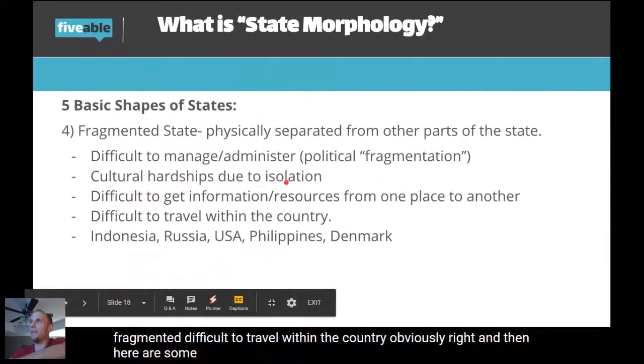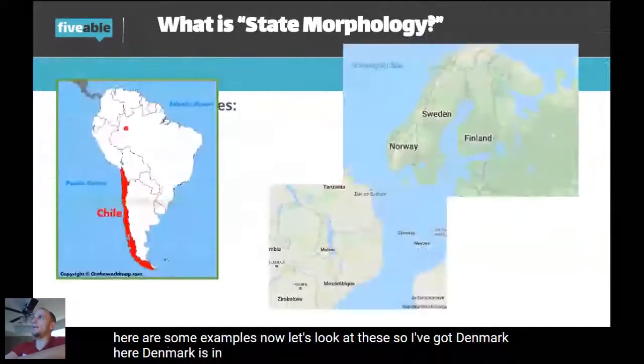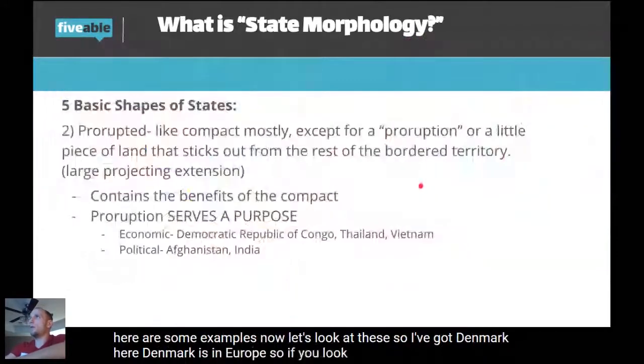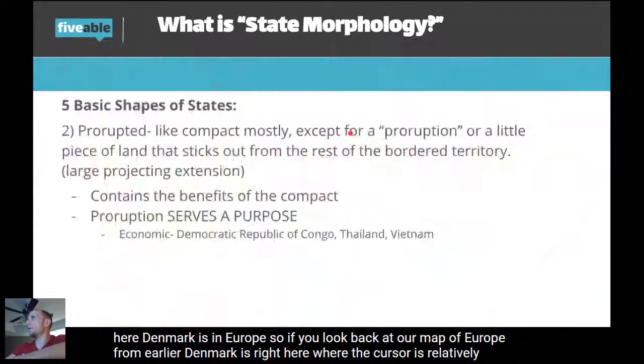And then here are some examples. Now let's look at these. So I've got Denmark here. Denmark is in northern Europe. So if you look back at our map of Europe from earlier, Denmark is right here where the cursor is.